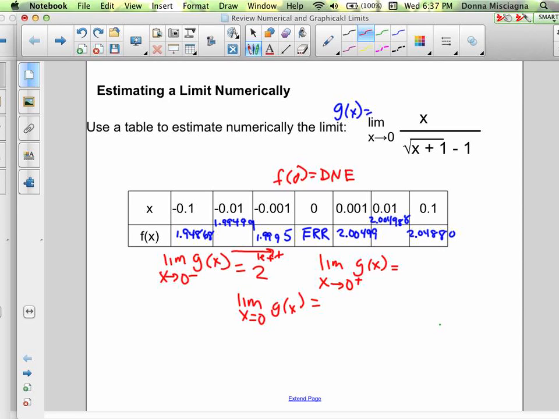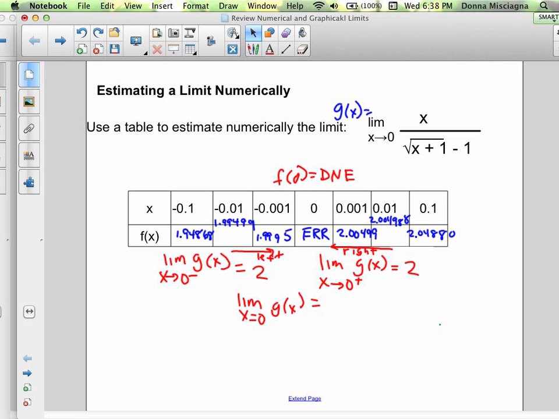Let's take a look from the right-hand side. The largest value I have is 0.1. Get a little closer with x equals 0.01. So here we are approaching 0 from the right. And notice that, again, our values are getting closer and closer to 2. And if we weren't sure, we could plug in 0.0001, more zeros, and our values are going to keep getting closer and closer to 2. So the limit of g of x as x approaches 0 from the right is 2.